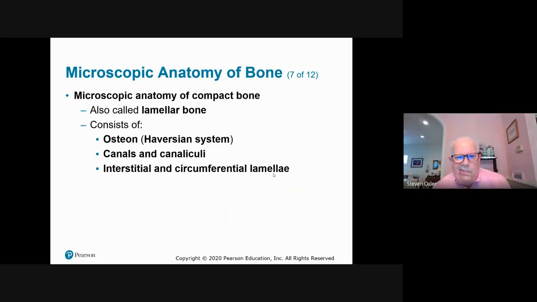What does bone look like under a microscope? Well, you have a laboratory section, and I'm sure they're going to show you pictures of it. But compact bone, also called lamellar bone, consists of an osteon, which we will certainly talk about, canals and smaller canals called canaliculi, and interstitial and circumferential lamellae. Here, this word is more important than all the rest. Know what an osteon is.